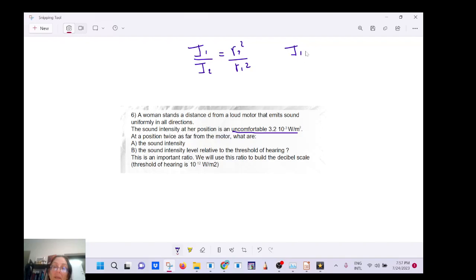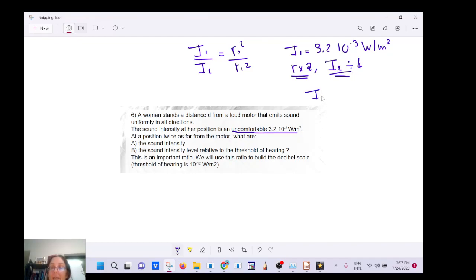So that means I1 equals 3.2 times 10 to the negative 3 watt per meter square. At a position twice as far, if the distance is multiplied by 2, the imaginary area is multiplied by 4, so the intensity here will be divided by 4. So if you multiply the distance by 2, the intensity is divided by 4. And we discussed that before.